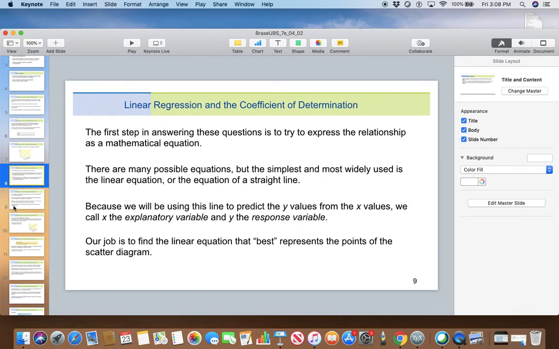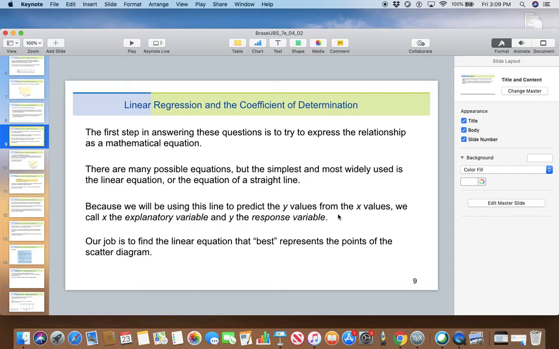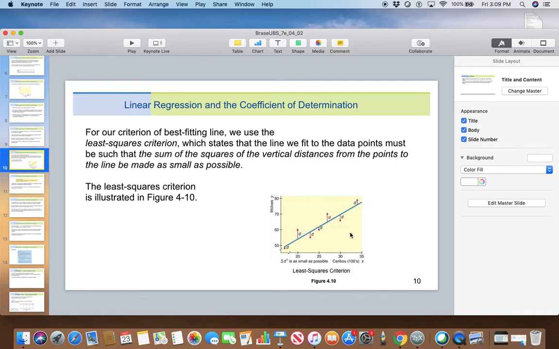All right. So let's see. The first step in answering these questions is to try to express the relationship as a mathematical equation. There are many possible equations, but the simplest and most widely used is the linear equation. Linear equation is the equation of a line. Because we will be using this line to predict the y values from the x values, we call x the explanatory variable, y the response variable. Our job is to find the linear equation that best represents the points of the scatter diagram. In other words, you have these points. You want to draw the right kind of line. Okay. So why not draw it in this fashion, or just shift it a little bit there and so on and so forth.